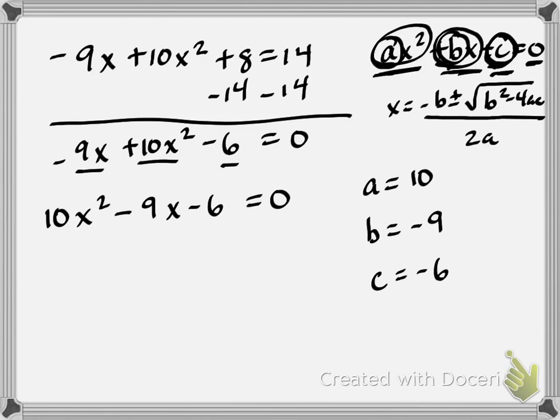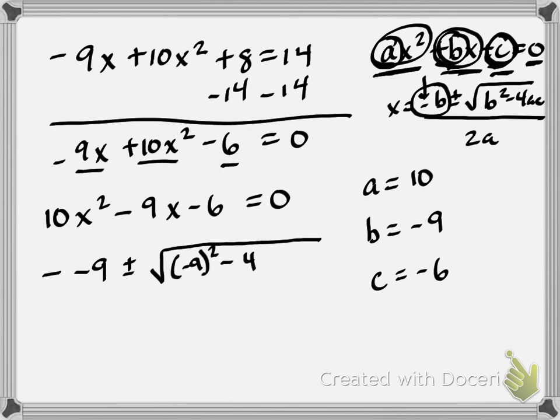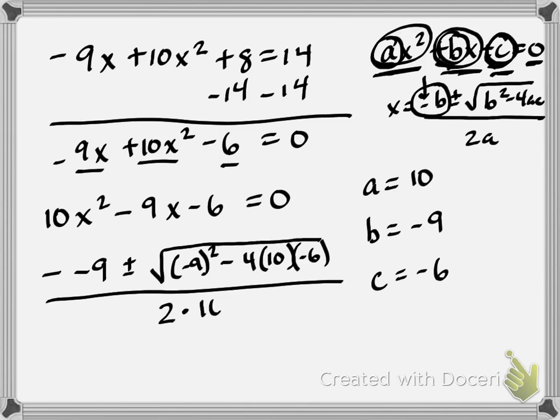The first thing we need to do in the formula is this piece right here, negative b. So we're going to have to go negative for this negative in the formula, and then we also have a negative in the number for negative 9, and then we have plus or minus the square root of, and then I'm going to have b squared. b is negative 9, so negative 9 squared minus 4, that's always just a 4, times a times c. a is 10, c is negative 6, divided by 2 times a.